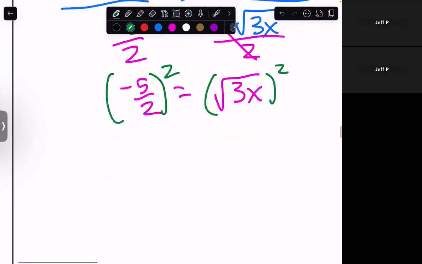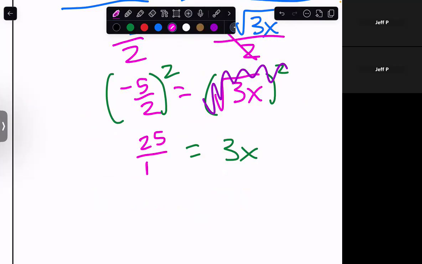Oh yeah, these numbers do feel familiar. There's a problem that has those numbers. You're right. Well, let's see what happens though. So -5 squared, negative times negative is positive, and make sure you square both the numerator and the denominator.